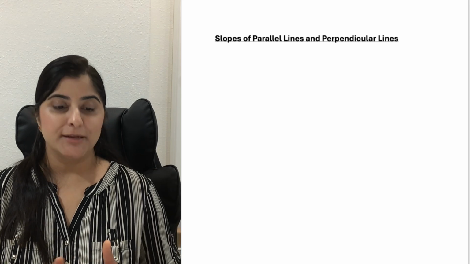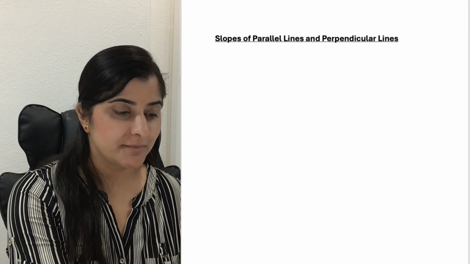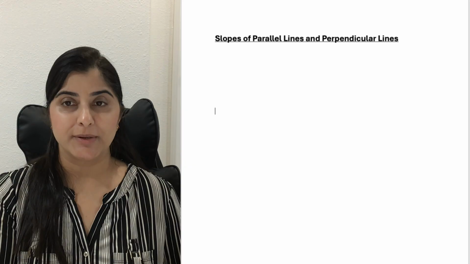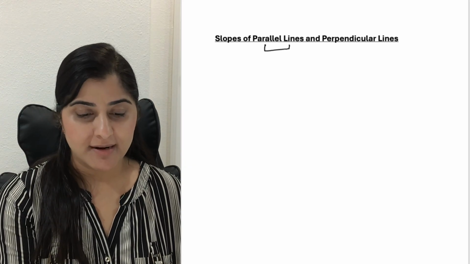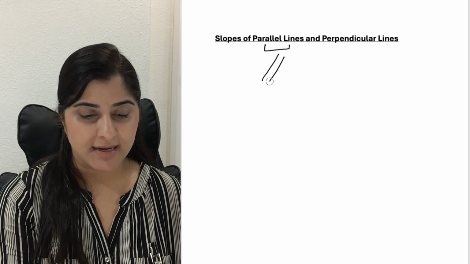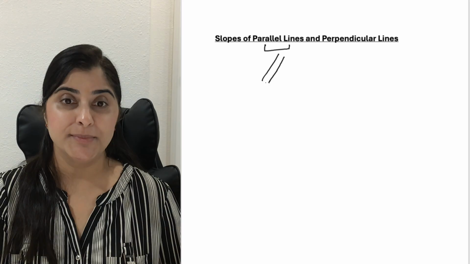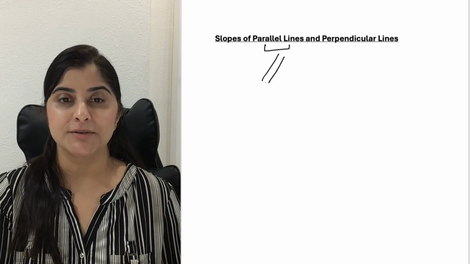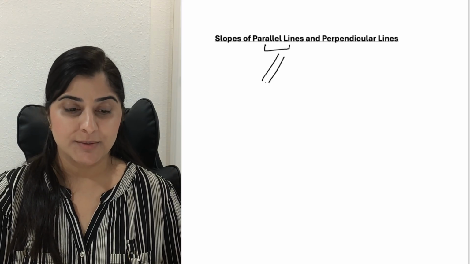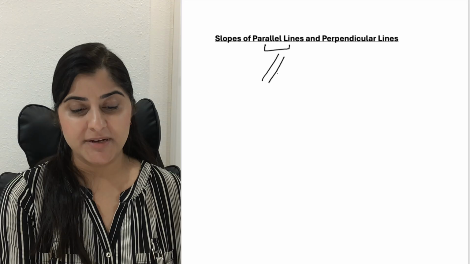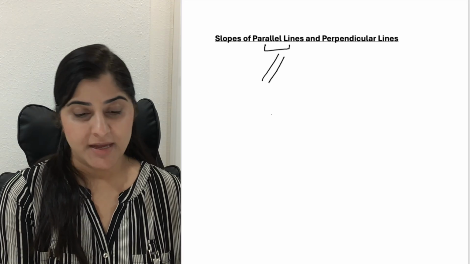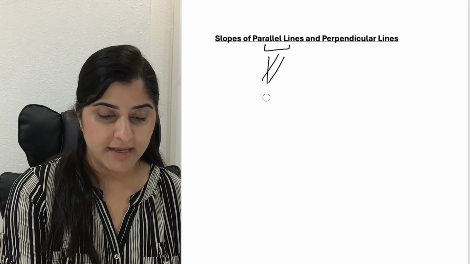Now we will see the relation between the slopes of the parallel lines and perpendicular lines. So parallel lines are something like this. They are never meeting, they are never crossing each other. So you see that the steepness of both lines is the same. The only difference is the y-intercept.